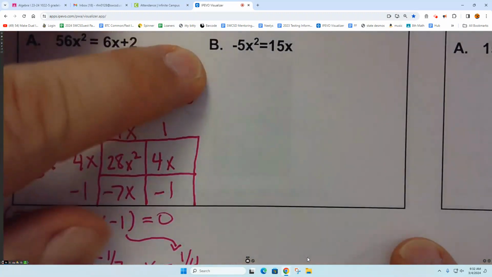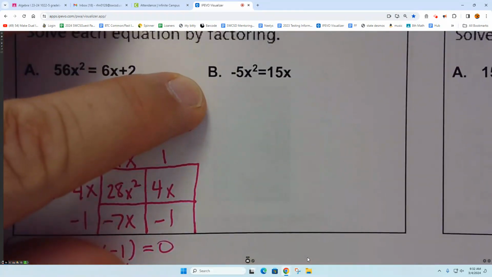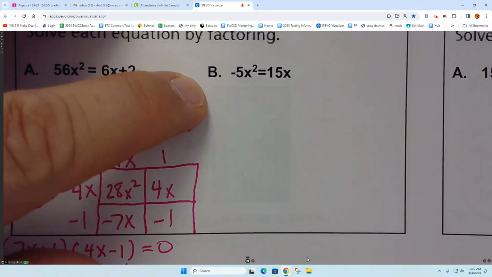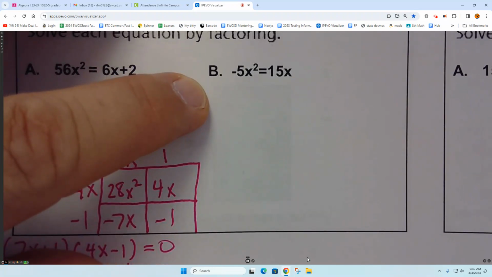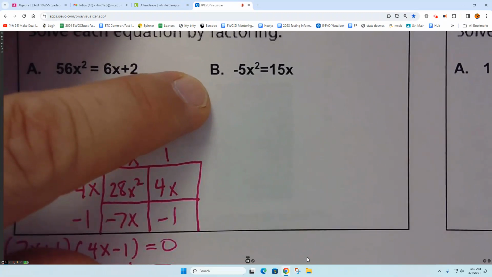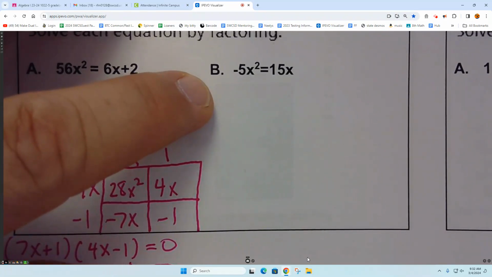Okay. What don't we like about this one? It's like the last one. Okay, what should we do? What do you think I would do? WWMD. Yeah, I would plus 5x. So then, yeah, I like x squared. I like x squared to be positive.